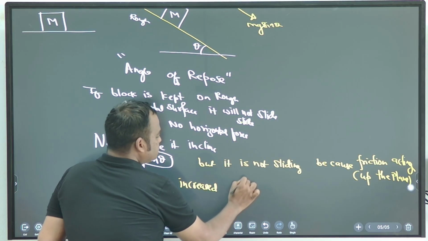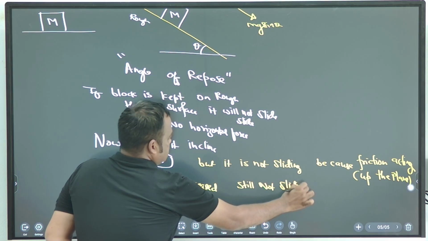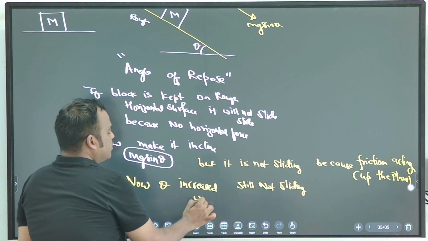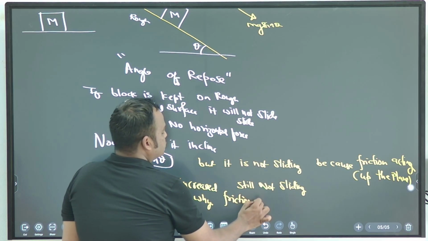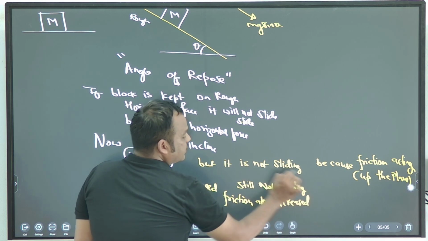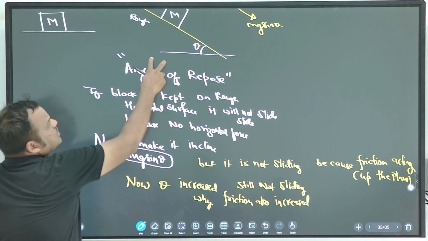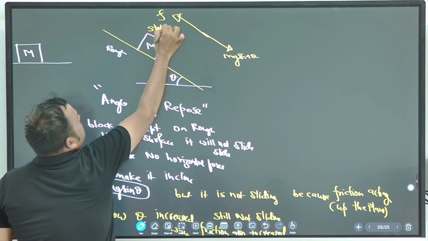Still not sliding. Why? Because friction also increased. Friction is static or kinetic? It is not sliding, so friction is static or kinetic? Static. So this is static.